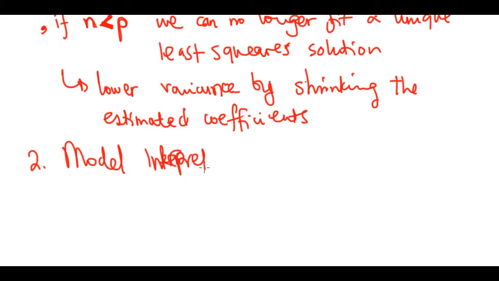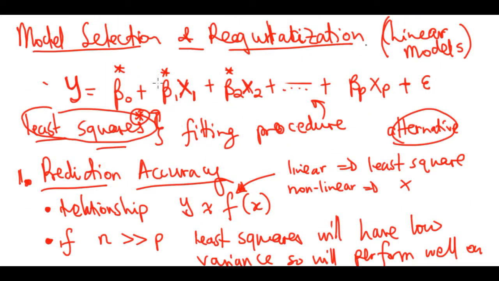Interpretability, or how we can easily interpret the model, right? Since it's a linear model, sometimes we might want to interpret the model. We might want to know the meaning of the value of beta naught, beta 1.